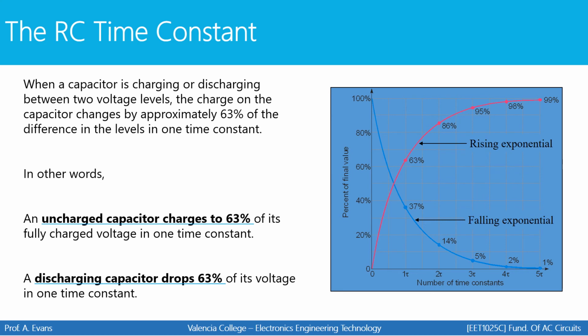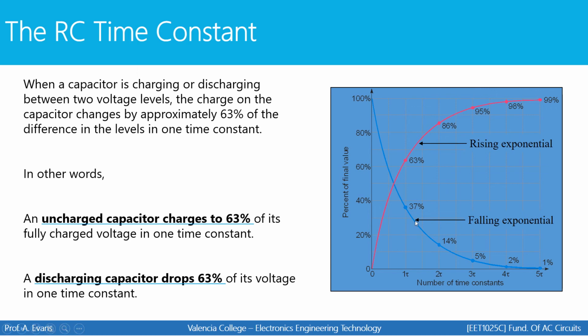So in other words, an uncharged capacitor can charge to 63% of its maximum value in one time constant. So if your time constant was 5 milliseconds, you can go from 0 volts to 63% of the maximum voltage you're ever going to have for that capacitor in that amount of time. And for discharging, it works the same way. If you have a fully charged capacitor, you're going to lose 63% of your voltage in one time constant.